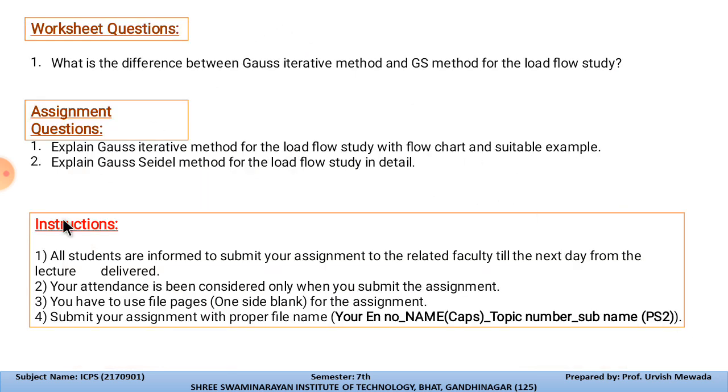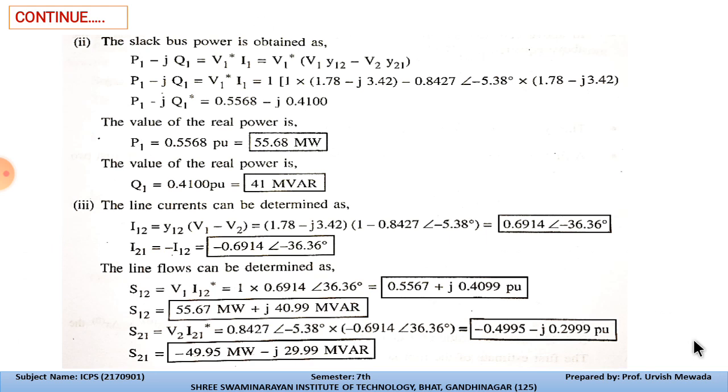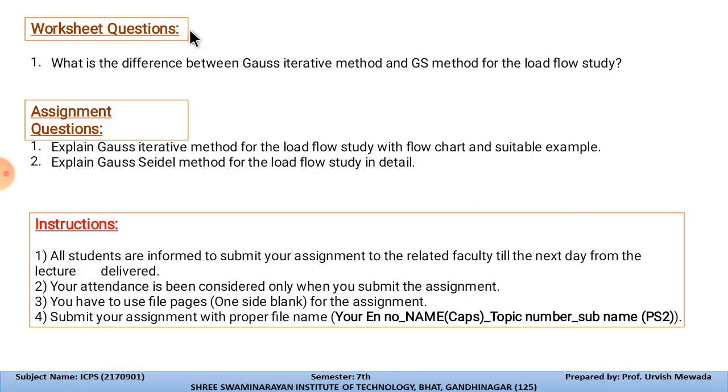After this topic, we have the worksheet question: what is the difference between the Gauss iterative method and the Gauss-Seidel method for load flow study? And the assignment questions are: explain the Gauss iterative method for load flow study with flow chart and suitable example, and explain the Gauss-Seidel method for load flow study in detail. The related instructions are written below the assignment question and worksheet question.